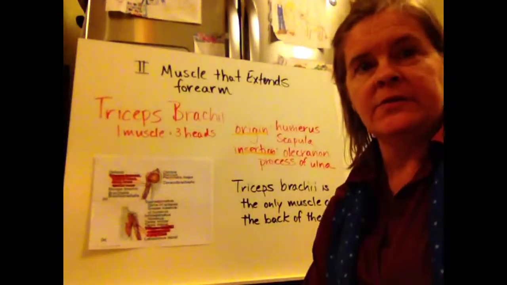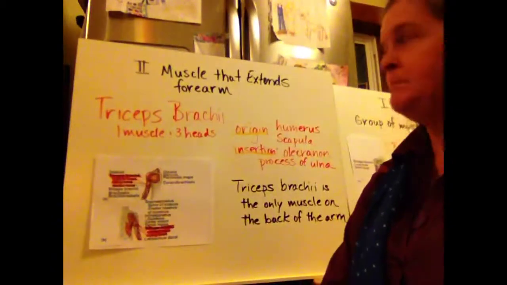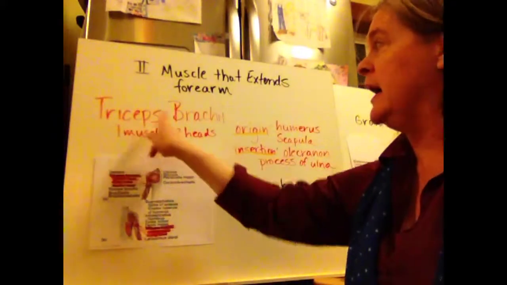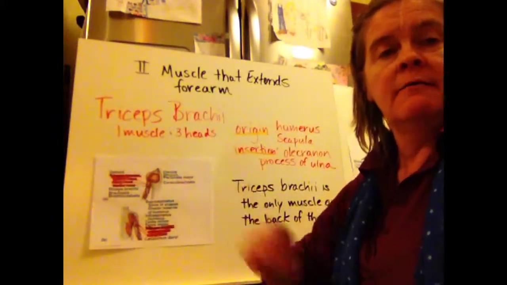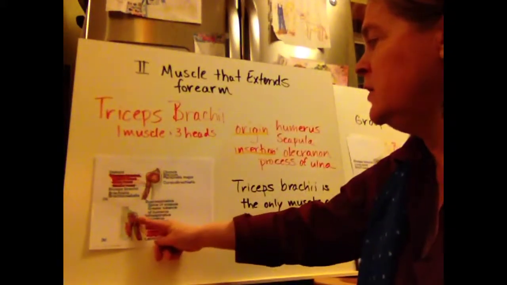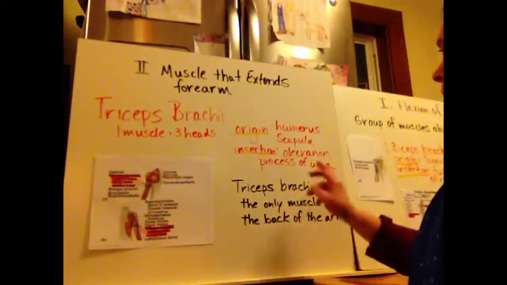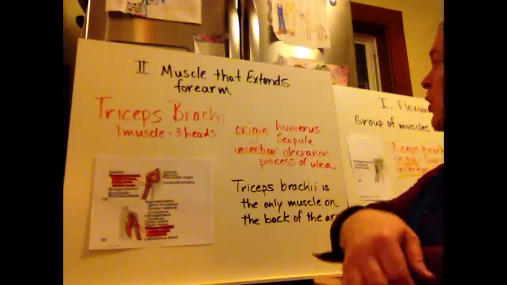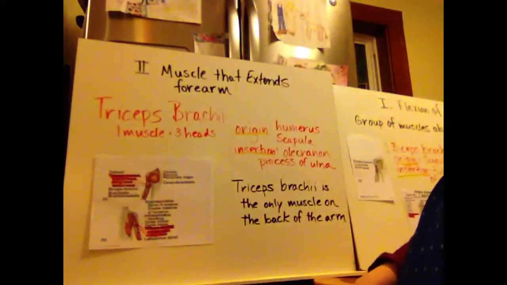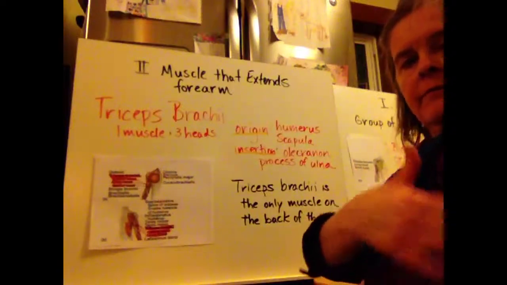The second group of muscles are those that are extending the forearm, and this is the triceps brachii. The triceps, tri, as in 3 heads for the one muscle. The origin is along the humerus and the scapula, back behind, and the insertion is the olecranon process of the ulna, in here. The triceps brachii is the only muscle on the back of the arm.